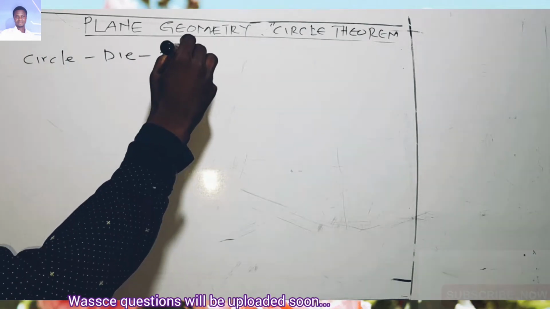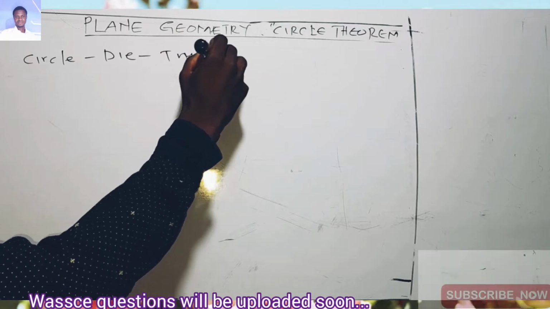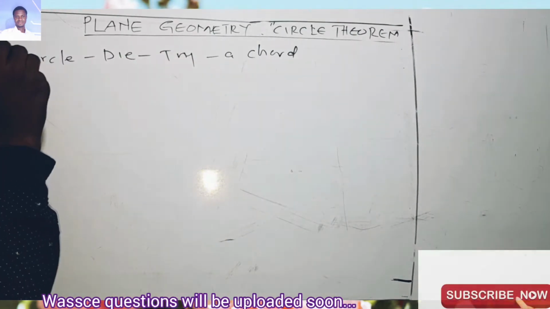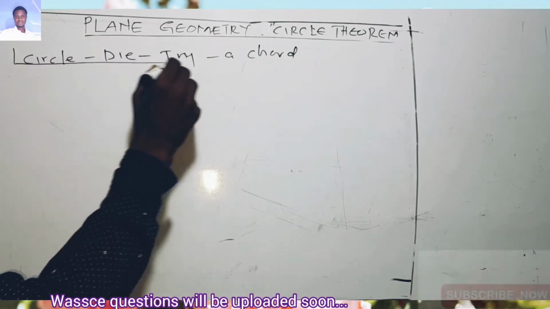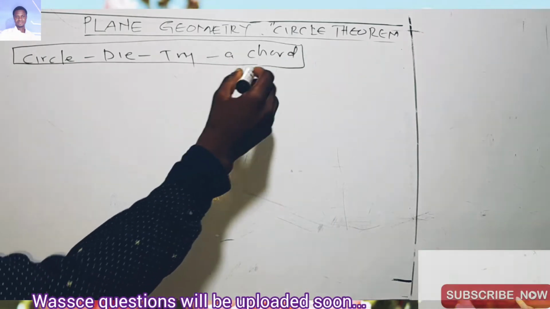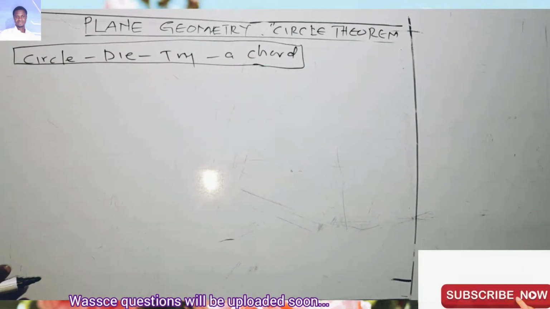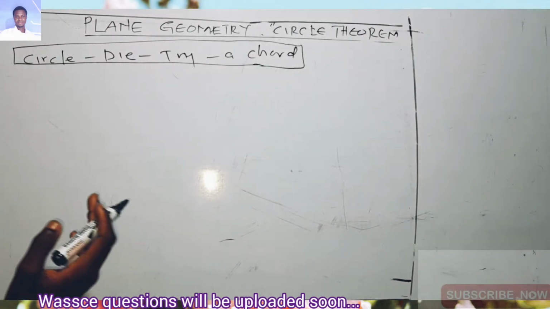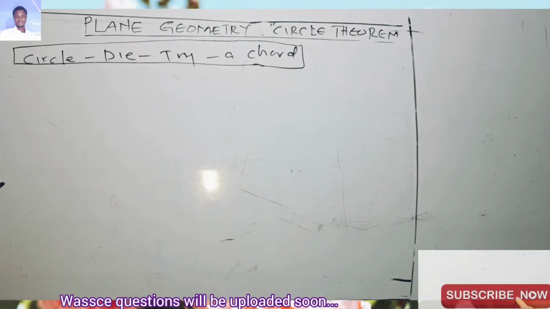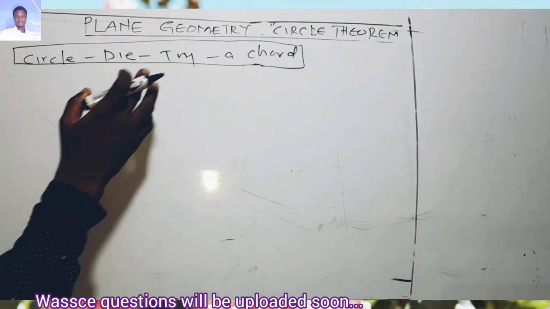Remember: circle, diameter, triangle, chord. If you know these four things, circle theorems become easy for you. Most of the time we just jump into circle theorems without getting these four concepts very well, and then we have challenges. So circle, diameter, triangle, chord.